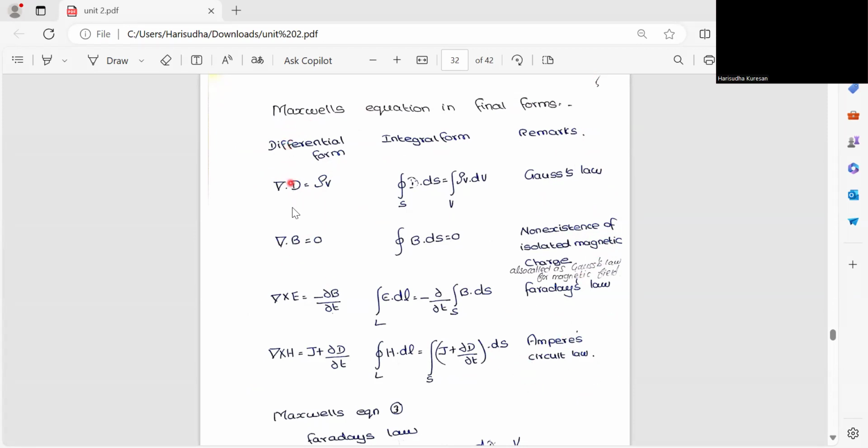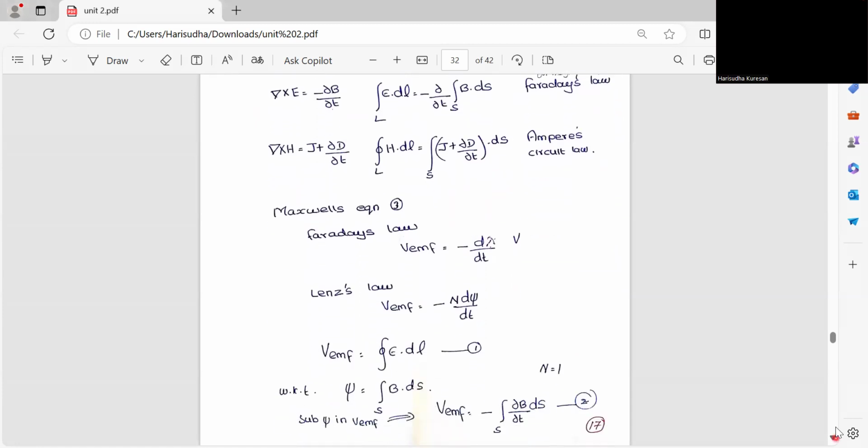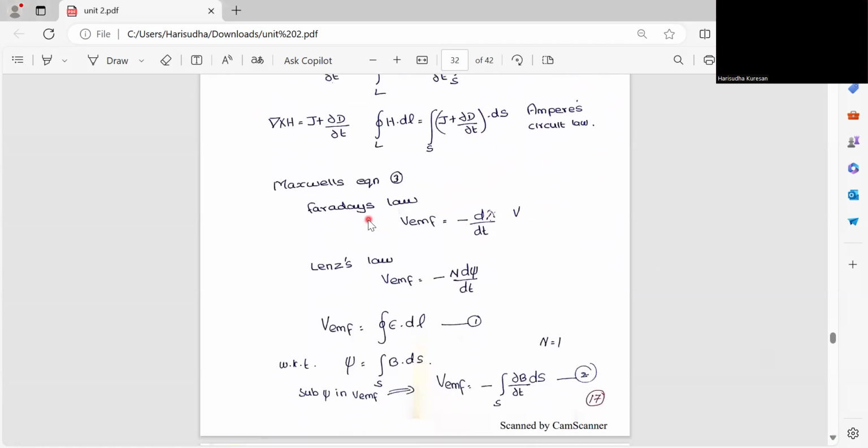In the differential form, the Maxwell's equations are represented over here, and in the integral form, they are represented over here. Okay, now we'll go to Maxwell's equation 3. Maxwell's equation 3 was derived from Faraday's law.